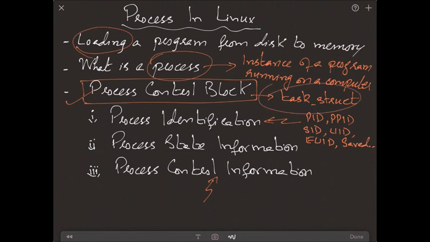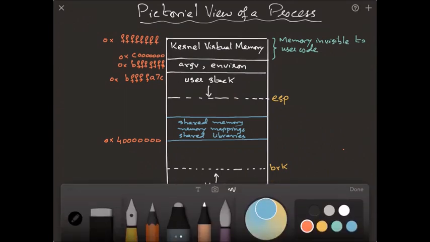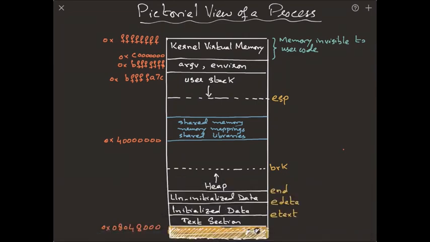So this is the theory of our process in Linux. We would like to see it. This is the pictorial view of a process in Linux. This is how a process looks in Linux. So in the very bottom, let me take this color, this is the place which is unused.